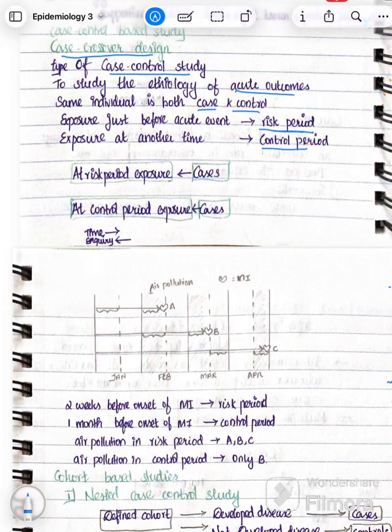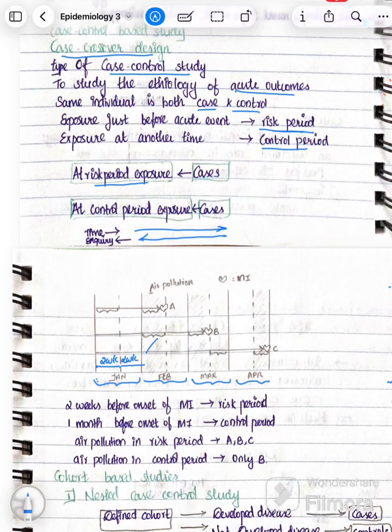From the disease, we go backward and ask about the history of exposure, like a case control study. So the time goes this way, and the inquiry goes the opposite way. For example, between vertical lines, each month: January, February, March and April. In between, one line is there. That vertical line divides the whole month into 2 weeks and 2 weeks. The shaded area represents the air pollution. This heart symbol represents the occurrence of myocardial infarction.